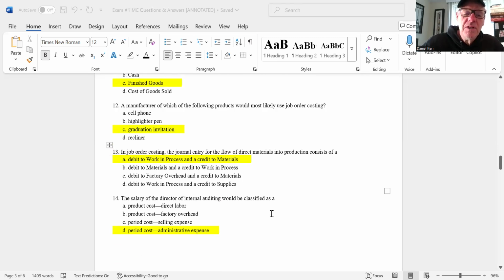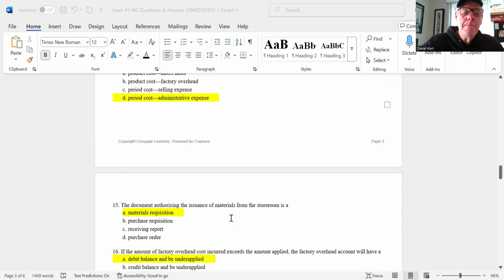14, the salary of the director of internal audit would be classified as. So it's either a product cost or a period cost. And we know it's a period cost because it doesn't become part of the cost of the product. And the cost of the auditor would not be a selling expense. That would be an administrative expense. So the answer is D. It is a period cost administrative expense.